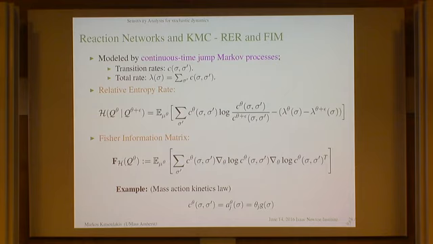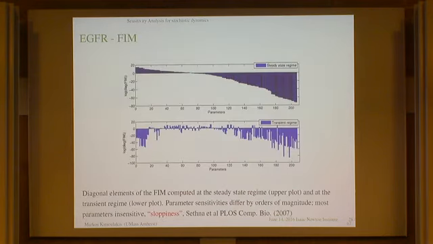In reality, in the background, this is a continuous time jump Markov process. You can do the math for that. I just showed you the simplest case before. This is the case where you have jumps, total rate and transition rates and all that. We saw them yesterday in the talk. But that's the result. This is the result at steady states, at transient regimes, log scale parameters, right? Very few are sensitive. Most of them are insensitive, right?